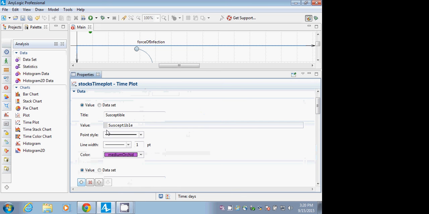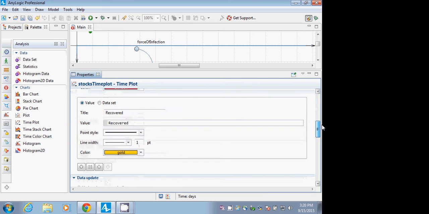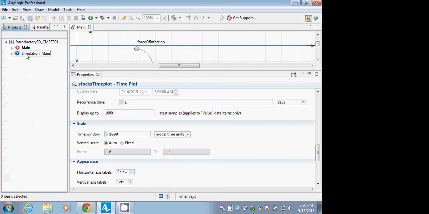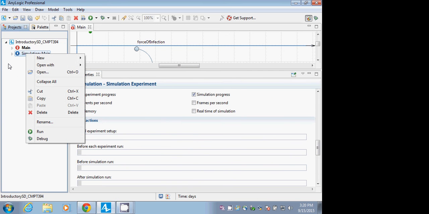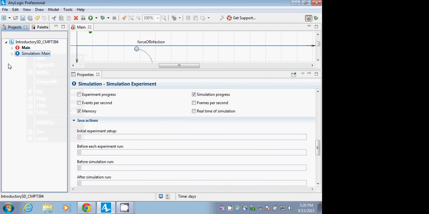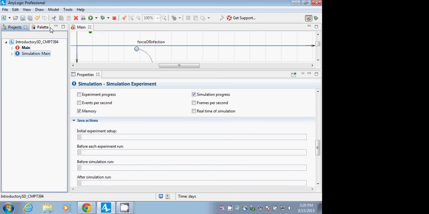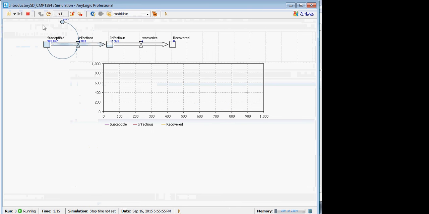So what did I do? Let's rehearse this. I went up here and added successive data items: susceptible, infectious, and recovered. Then I went down and changed display up to 1,000 samples and time window of 1,000. Now, I would like you to run this. Are you ready? Who needs Alan's help? Anyone need Alan's help? Okay, so let's run her.